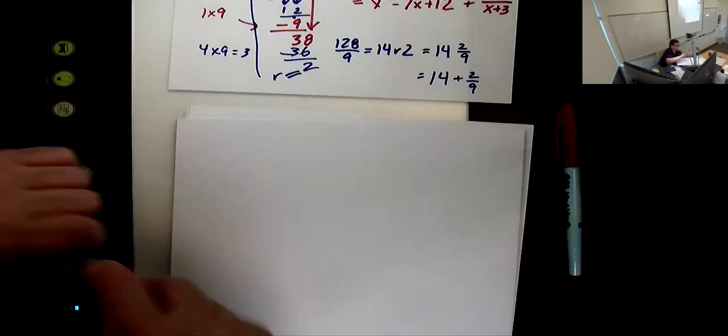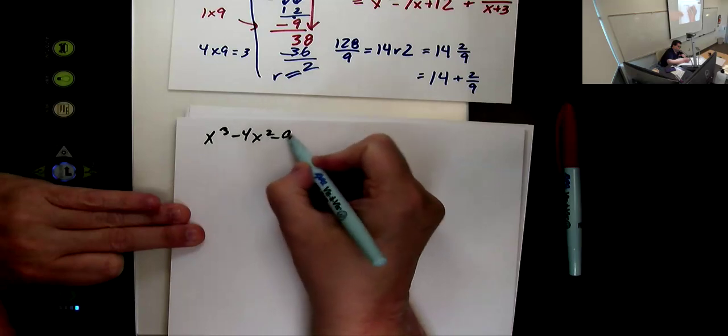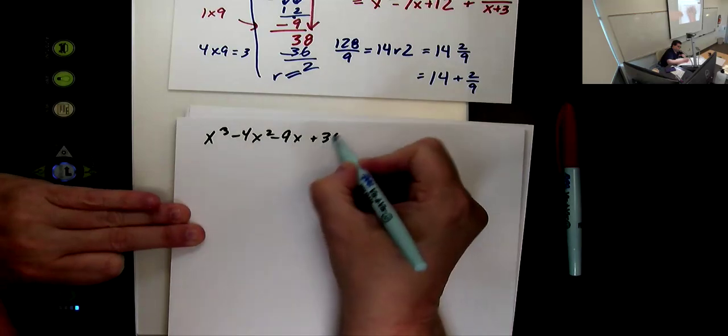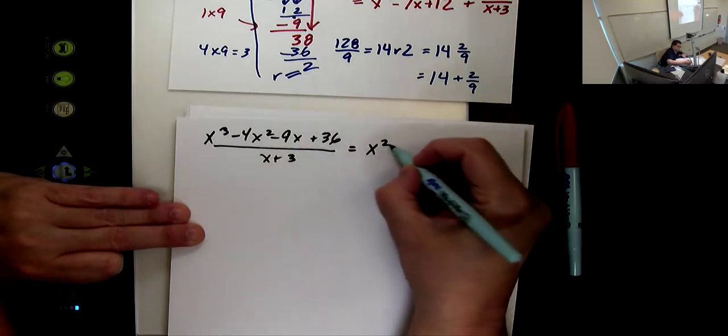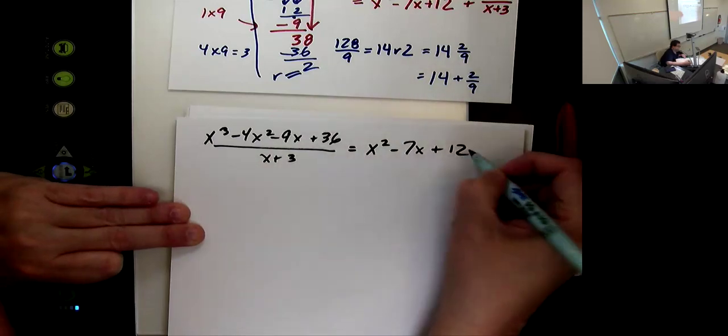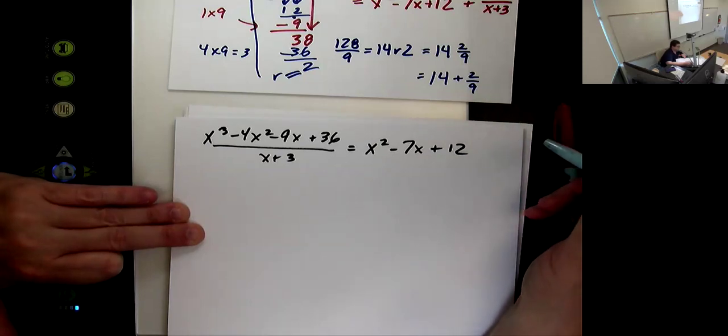Another way of looking at this, we have that x cubed minus 4x squared minus 9x plus 36 over x plus 3 equals x squared minus 7x plus 12. The remainder is 0. I'm not going to write 0 over a fraction because that's a 0.